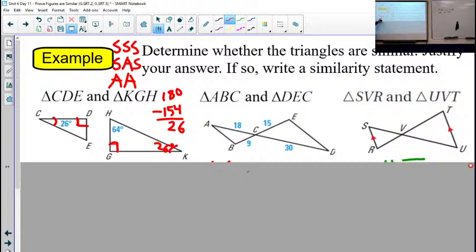And you can use the same argument over on this triangle. If you want to get used to this idea, try it out yourself, to say that angle E is going to be 64 and match up with angle H.